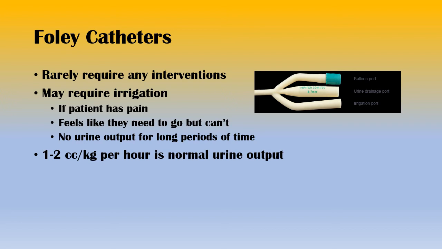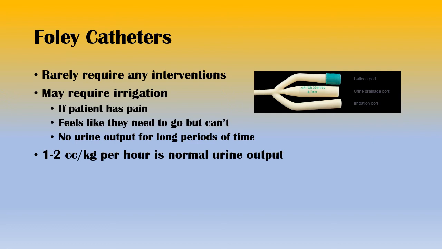Sometimes they may require irrigation. If the patient has pain, feels like they need to go but they can't, they have the urge to urinate, and you've detected no urine output for a long period of time, the Foley catheter may need irrigated. This especially becomes important on long transports. Irrigating the Foley catheter is really simple. Basically, you take the cap off, you hook up a syringe of normal saline, flush it in, wait for it to come back out. You have successfully irrigated the catheter. It's really, really simple. We're going to show you how to do it when we bring you in for the hands-on stuff.